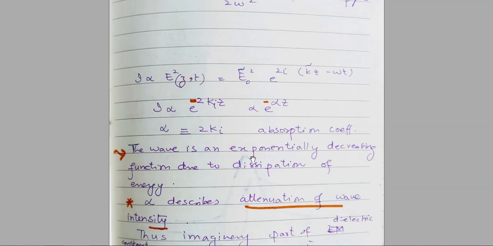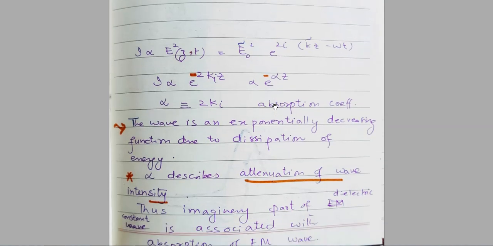The wave is an exponentially decreasing function due to dissipation of the energy. This factor represents the dissipation, or attenuation, of the wave intensity. It means that due to this factor, the intensity will be diminished when the wave passes through the material up to a distance z, and this distance z is known as the skin depth.